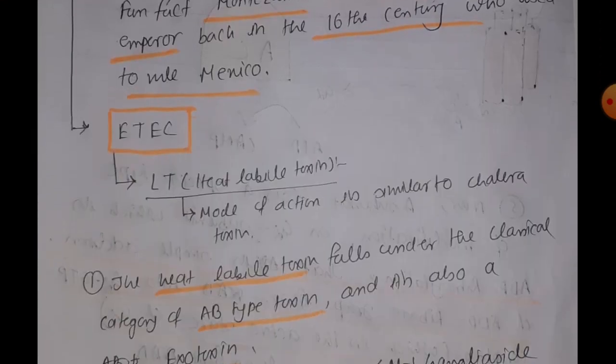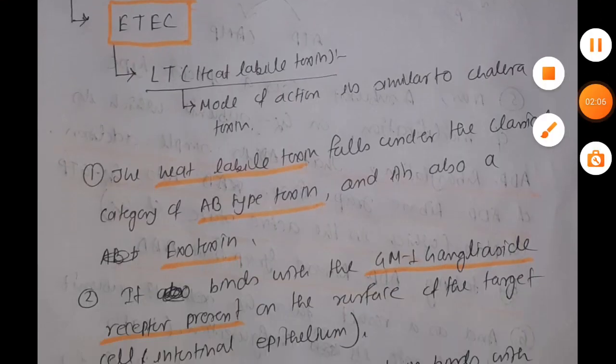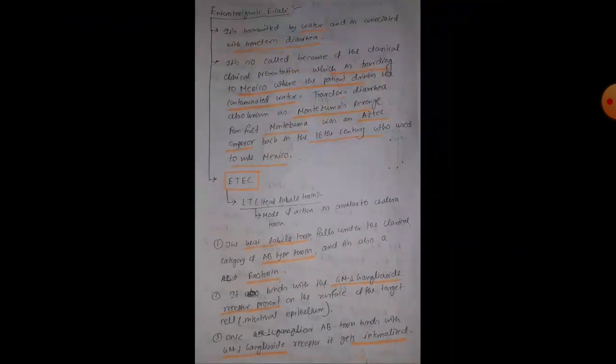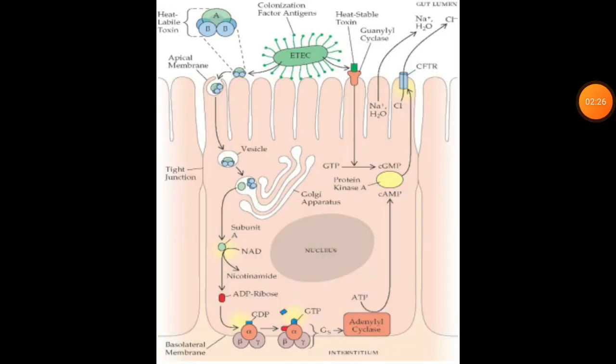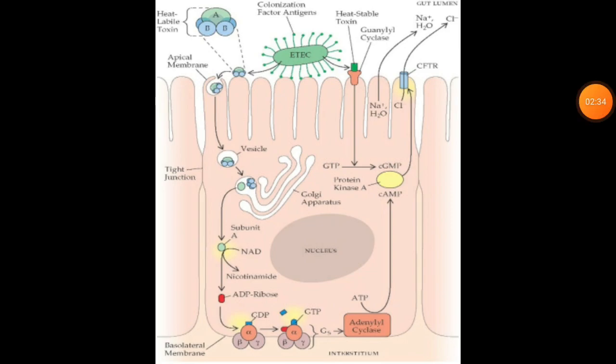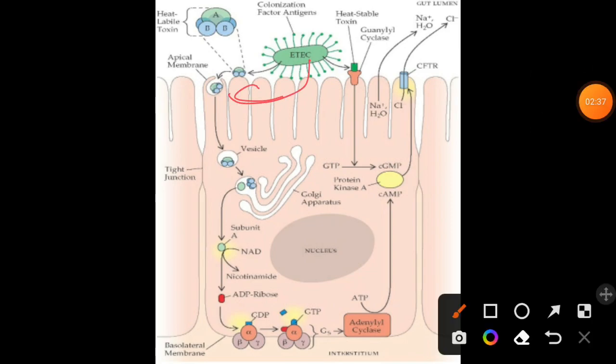Okay, so let's now talk about the main thing, that is the mode of action of the two toxins produced by ETEC. First we will talk about heat labile toxin, then heat stable toxin. I have downloaded an image to explain both the heat stable toxin and heat labile toxin. So let's move to the image. This is a very common one available on Google for the mode of action of ETEC.